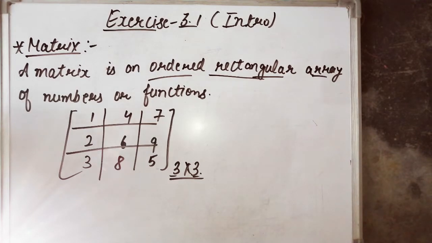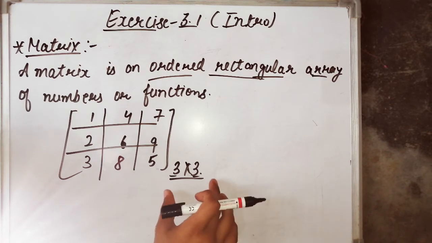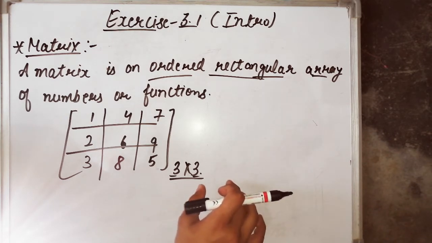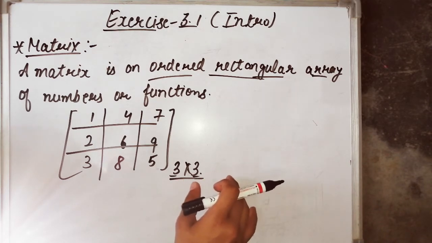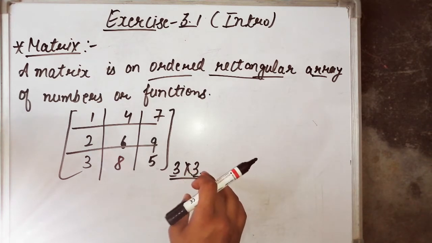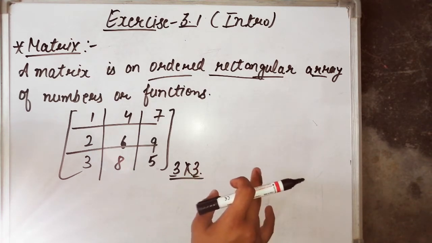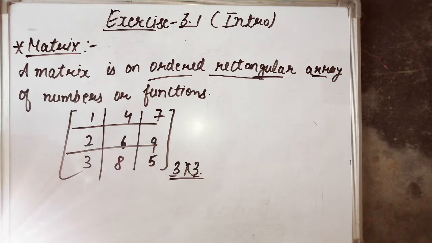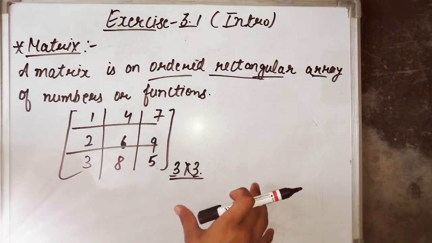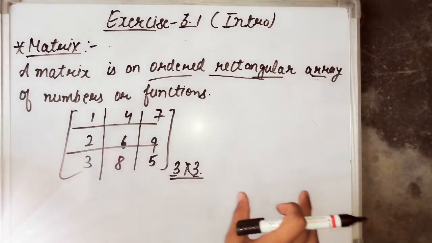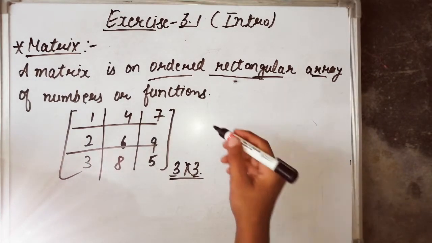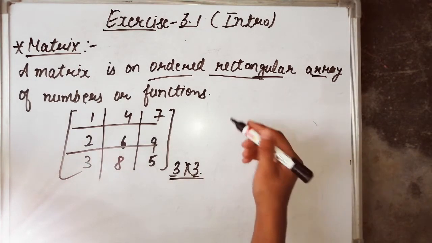It is not mandatory that the matrix should be of order 3 cross 3. It can be 2 cross 3, 4 cross 3, or 3 cross 4, 5 cross 3, and so on, in the form of m cross n, where m represents the number of rows and n represents the number of columns. Let me make you a general matrix.